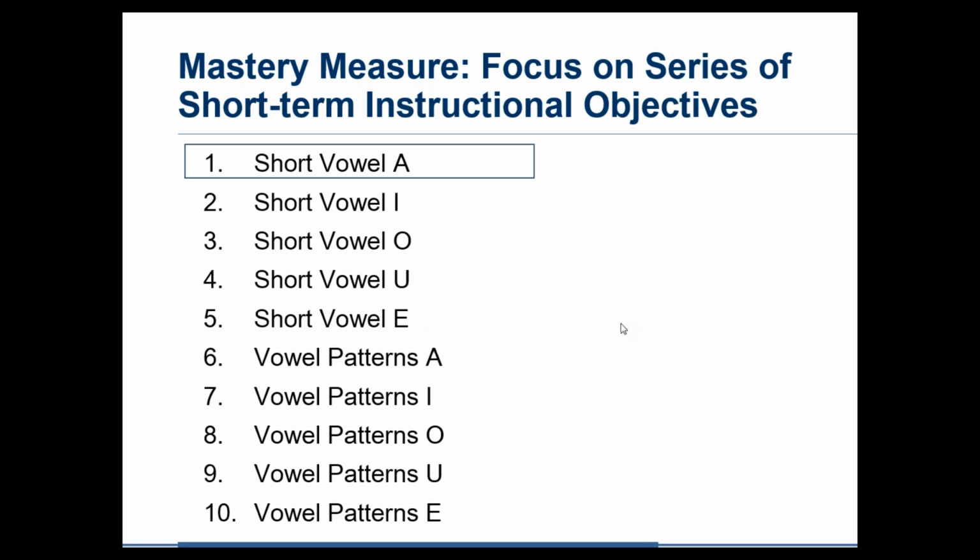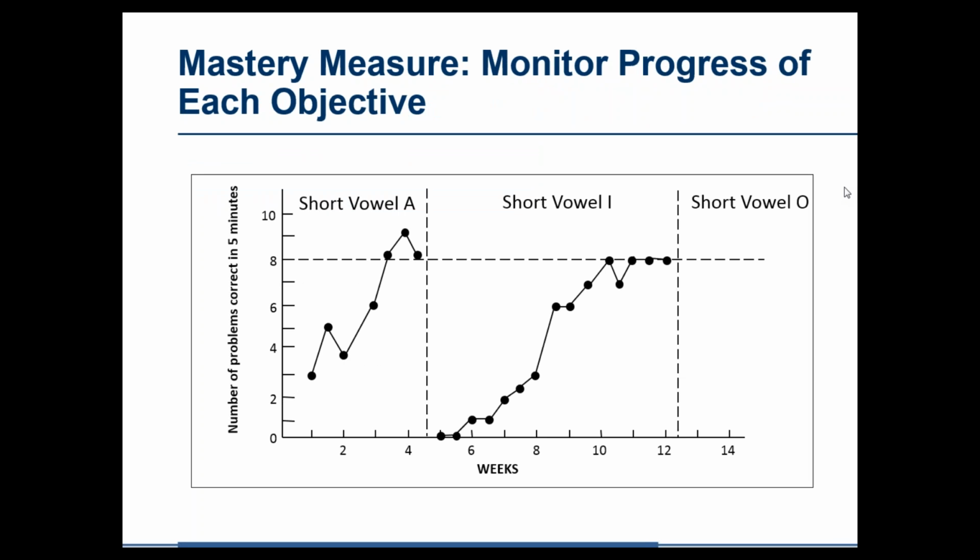After mastering the first objective, the teacher moves to the next learning objective in the curriculum, short vowel I. Similar to before, the teacher charts the student's progress on the specific skill being taught. Look at the data. What do you see? After several weeks of instruction, the student did master the second skill. One difference is that it took the student longer to master the second skill than it took to master the first skill.